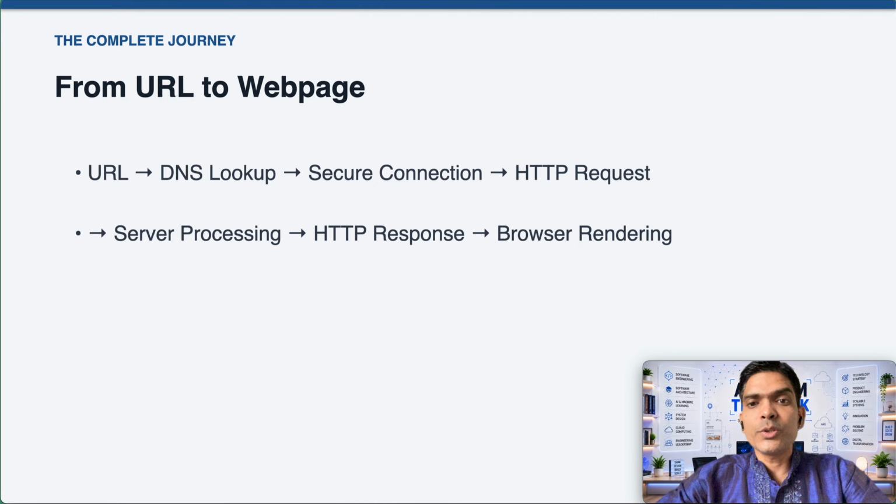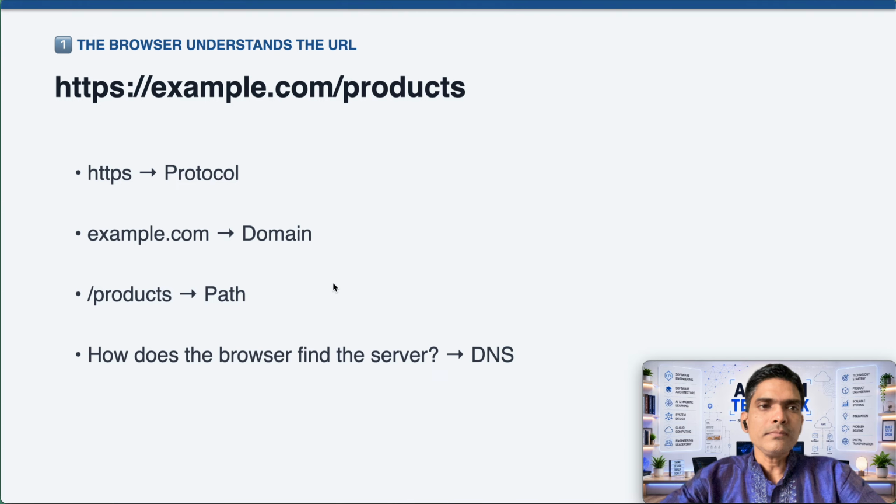Let's start with the first one, the URL itself. The browser understands the URL. Let's take a simple example. Let's say we type https://example.com/products. When we enter this, the browser needs to understand what each part means. HTTPS tells us the protocol we are using. Example.com is the domain name, and /products tells the server which resource or path we are interested in.